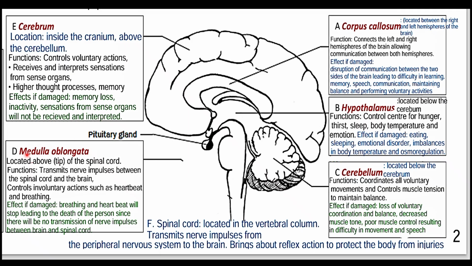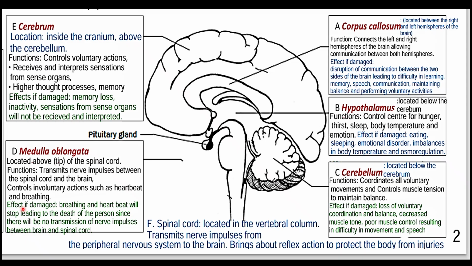What about the medulla oblongata? That is the medulla oblongata here. It is the bulged part of the spinal cord. It's actually located above the spinal cord. It is the tip of the spinal cord. And what are its functions? It transmits nerve impulses between the spinal cord and the brain, and also controls involuntary actions, things that are not under our control, things such as heartbeat and breathing.